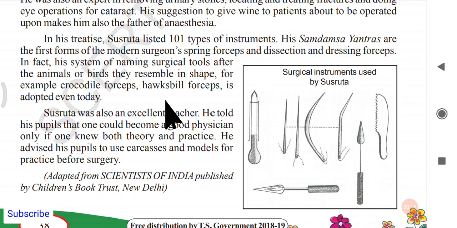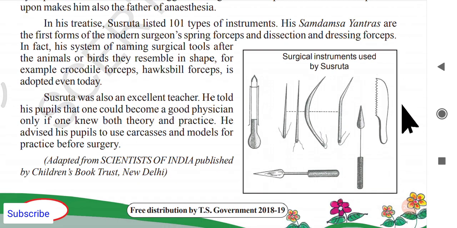For example, imagine this type of edges. If there is any tool with this shape, we used to name it the crocodile forceps, or hawksbill also, it is an animal. So birds, animals, all these creatures' names are given to the forceps and medical tools. Those types of names are even used today.